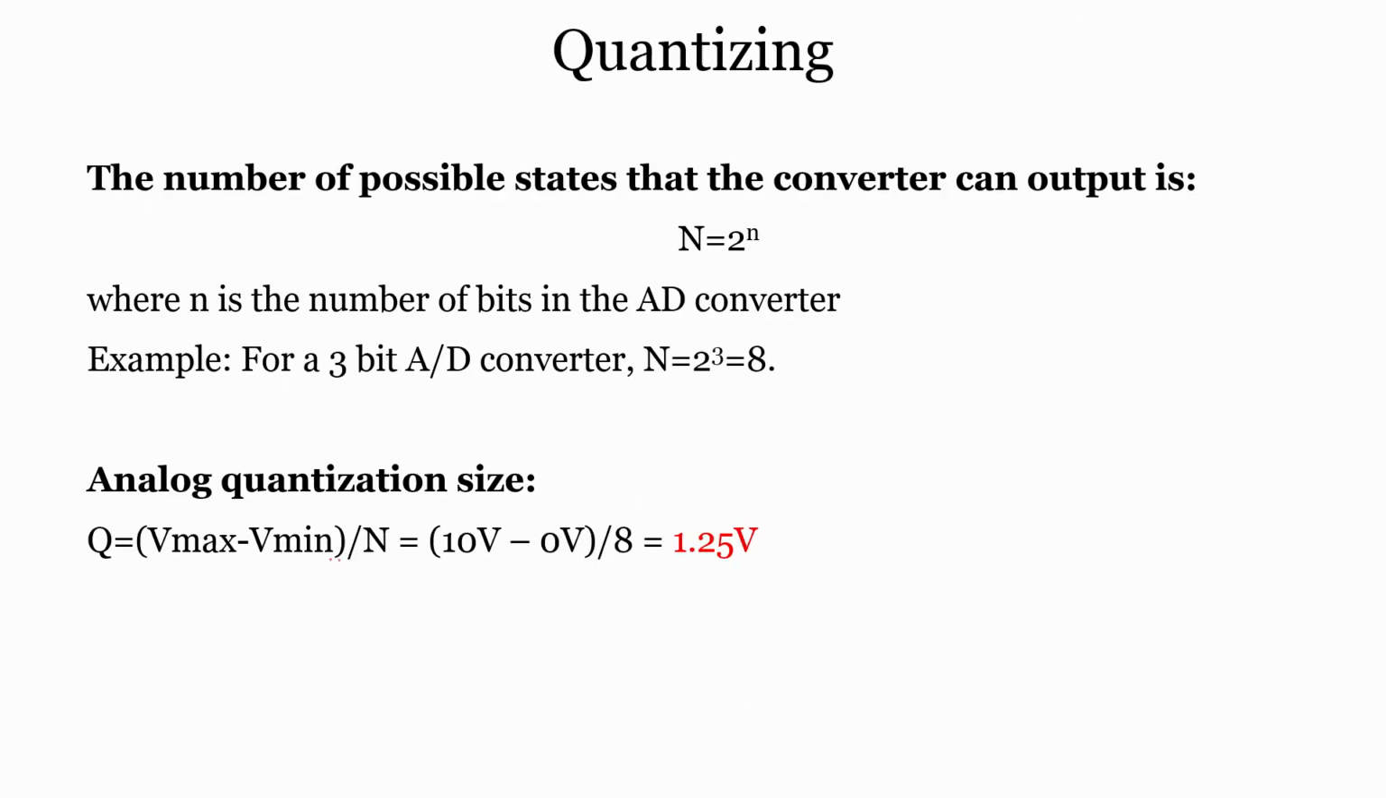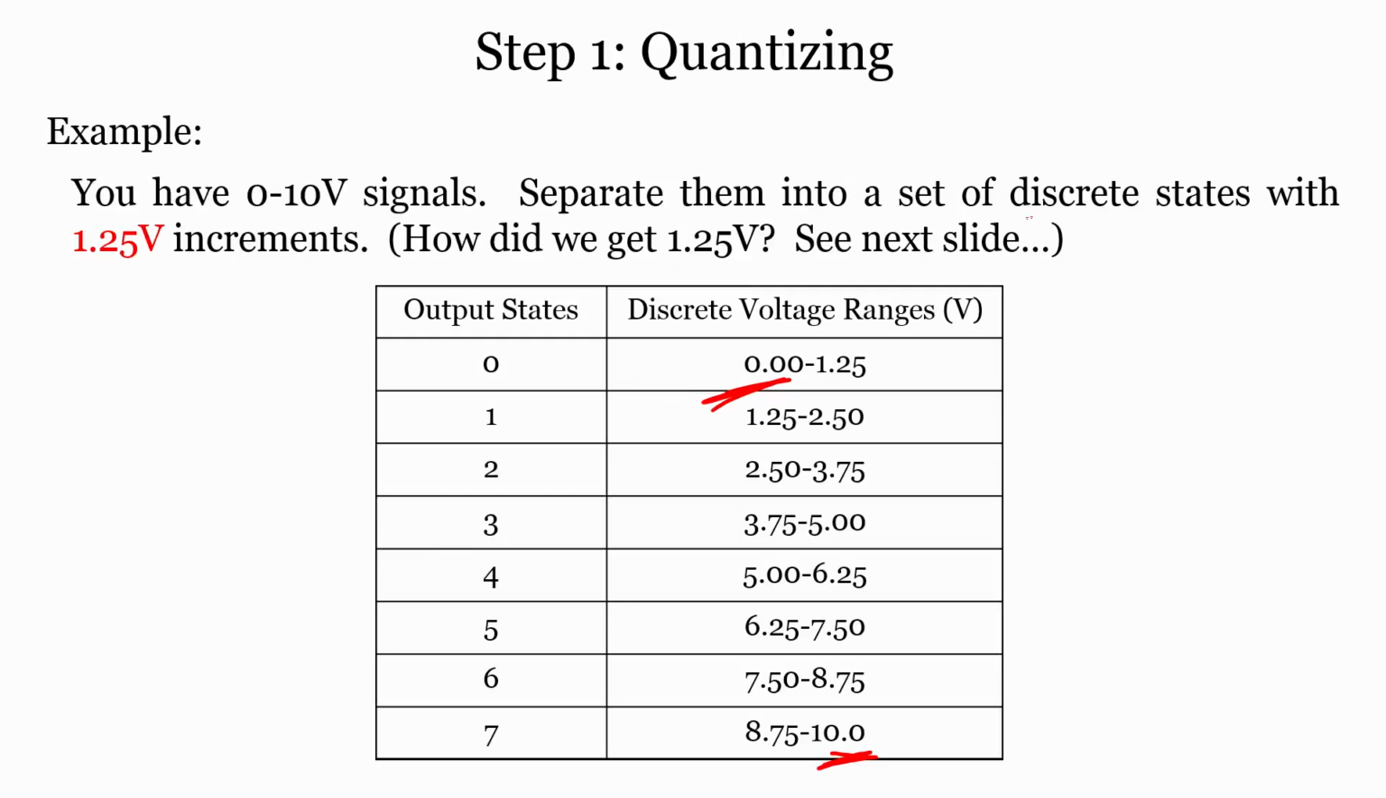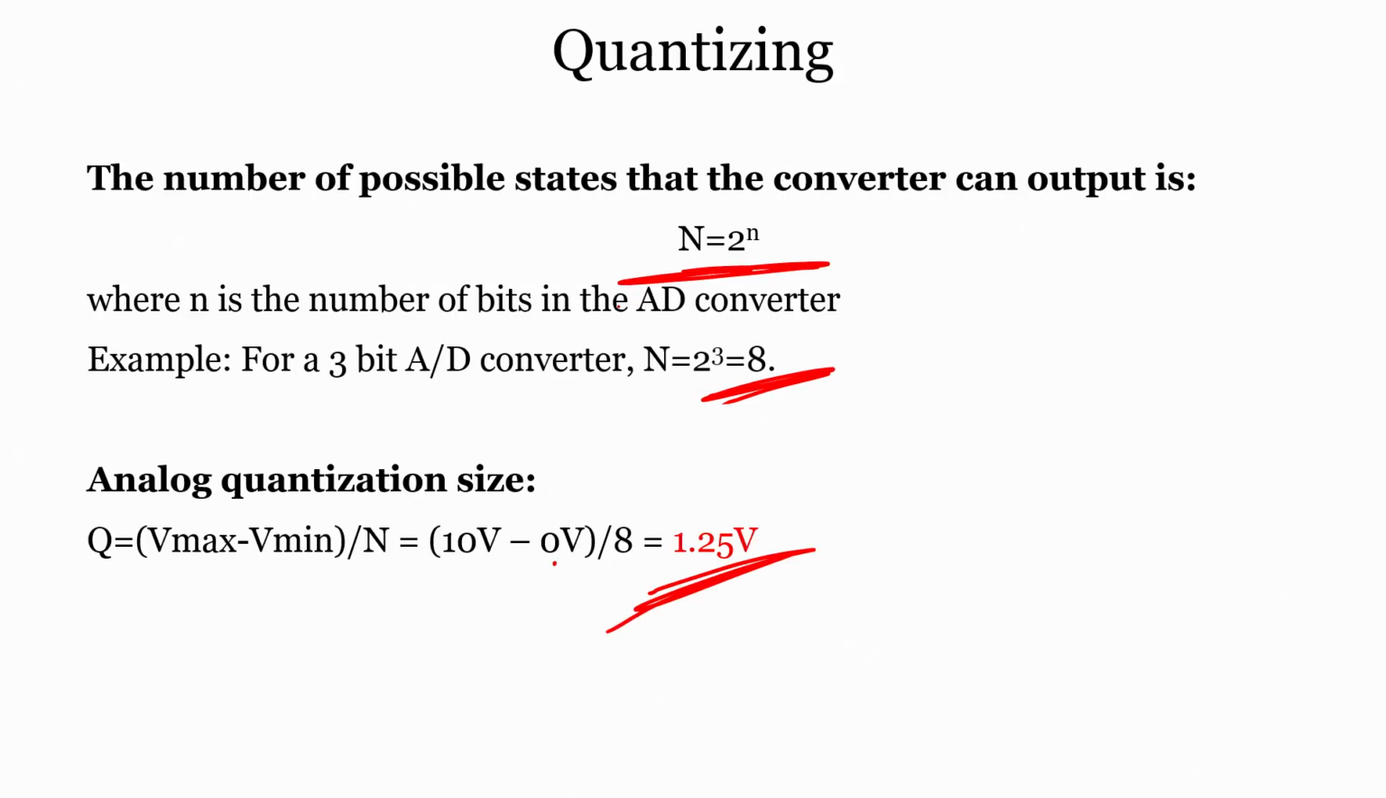So, V max minus V min divided by N. So, 10 volts minus 0 volt. What is your N? N is 2 raised to n, so divide by 8. So, we get 1.25. That is why we have discrete states of 1.25 volts each. Okay. So, this is quantizing.